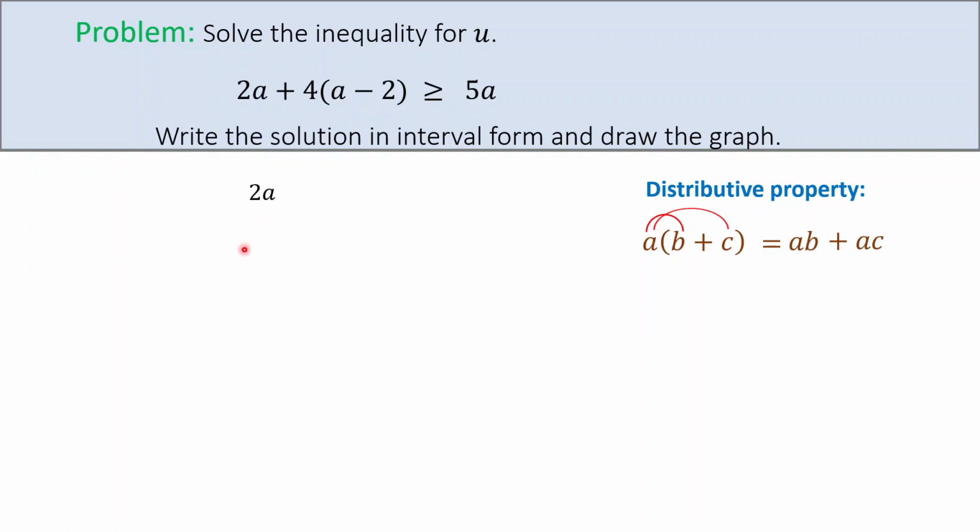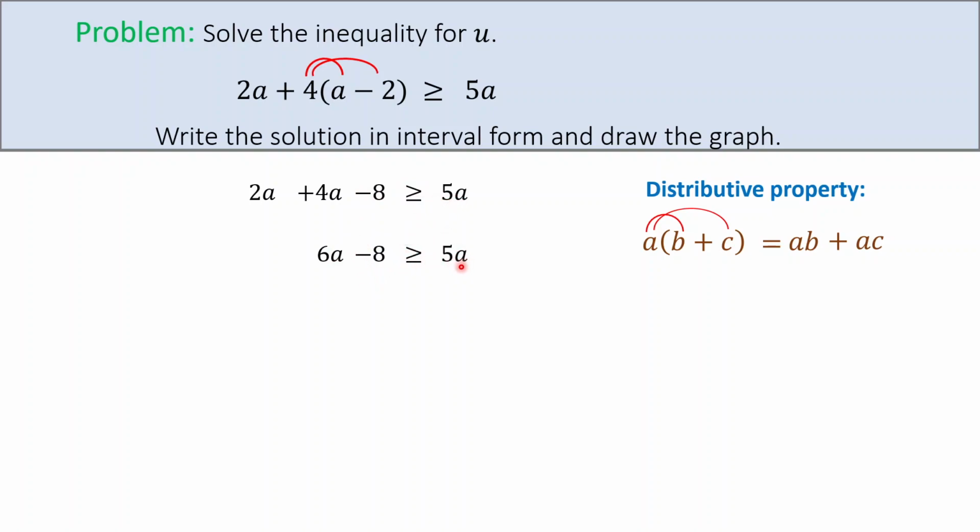So write this. Now you multiply positive 4 and positive a, and you get positive 4a. Now positive 4 times negative 2, you get negative 8. Now greater than or equal to 5a. 2a plus 4a is 6a, negative 8, greater than or equal to 5a.